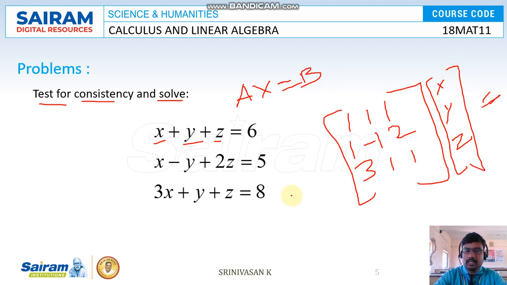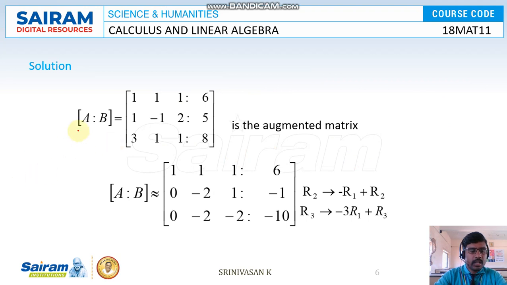Equal to b. What is b? It is 6, 5, 8. So A is the coefficient matrix, this is the variable vector, and this is the constant on the right-hand side. Now compare A and b: this is A, and this one is b. So this matrix is called the augmented matrix.